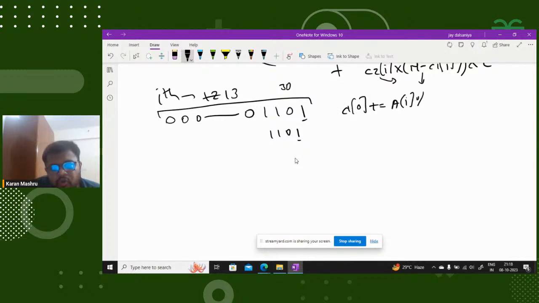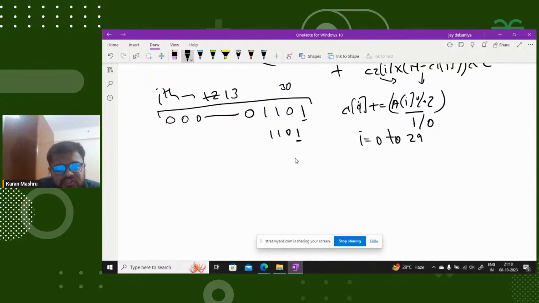I modulo 2. So if this bit is 1, my number will be odd, and A of I modulo 2 will give me 1. If this bit is 0, my number will be even, and A of I modulo 2 will give me 0. So if it is 1, then that would be added to my answer. Okay, so this will be C1 of I. I will go from 0 to 29.